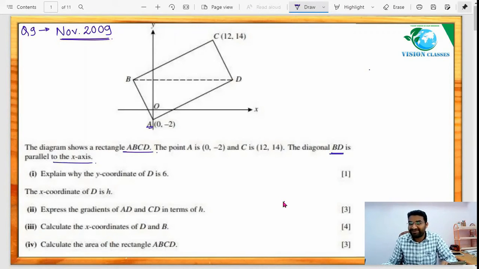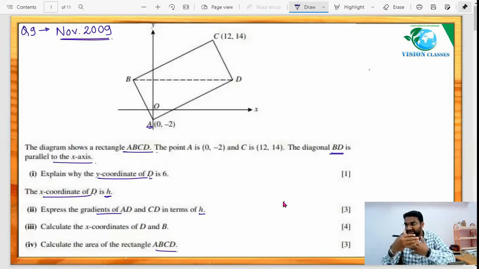Explain why the y coordinate of D is 6. Then consider the x coordinate of D as h, and express the gradient of AD and CD in terms of h. Calculate the x coordinates of B and D, and calculate the area of rectangle ABCD. So it's a pretty simple, basic question, completely dependent on formulas and the application of formulas.